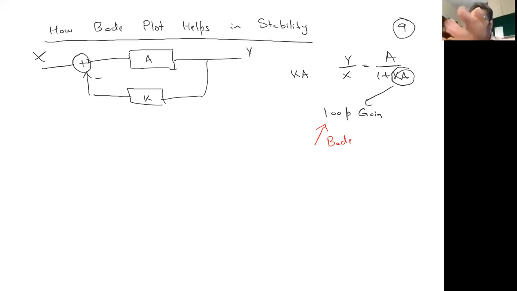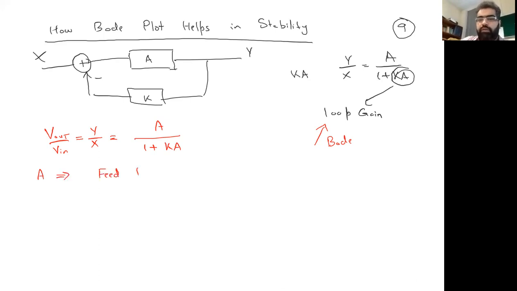So before moving forward, let me reiterate. We have V out by V in, which is equal to Y over X, equal to A divided by 1 plus KA. Okay? That's what we all know. A is the feed forward path gain, or open loop gain, and KA is the loop gain. So if we cut the loop, this is the gain which we are going to have all the time. We saw all these configurations.